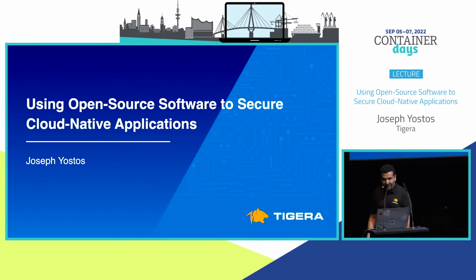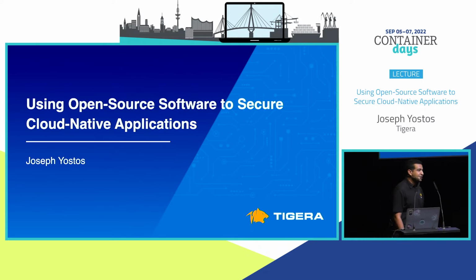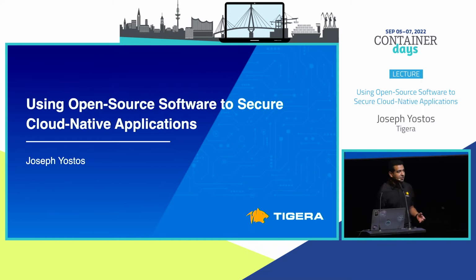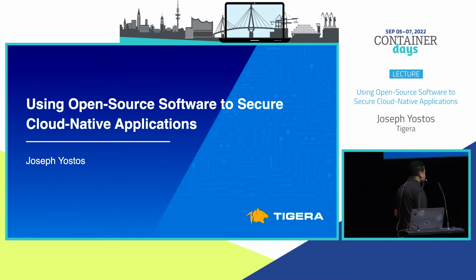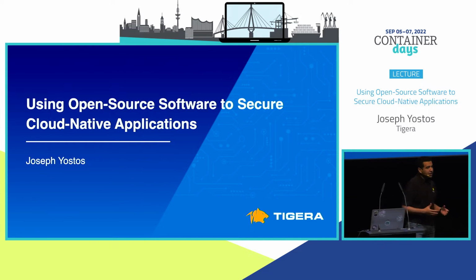So yeah, my name is Yostos, and I work for Tigera. Tigera is an inventor and maintainer of Project Calico. Today's talk is entitled "Using Open Source Software to Secure Cloud Native Applications." It's going to be a quick overview and introduction session to Kubernetes security.